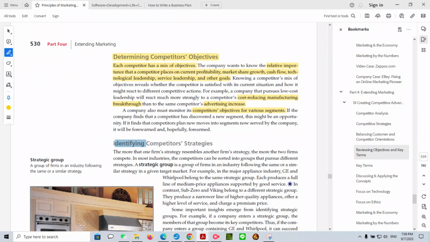Next thing we need to do is identify the competitor strategies. Now remember something in terms of definition. A strategic group is a group of firms in an industry following the same or similar strategy. So the more one firm's strategy resembles another firm's strategy, the more the two firms compete. In most industries, competitors can be sorted into groups that pursue different strategies. Now, a strategic group, remember, is a group of firms in the industry following the same or similar strategy in a given target market. The same target market, and they're implementing the same strategy. Okay?